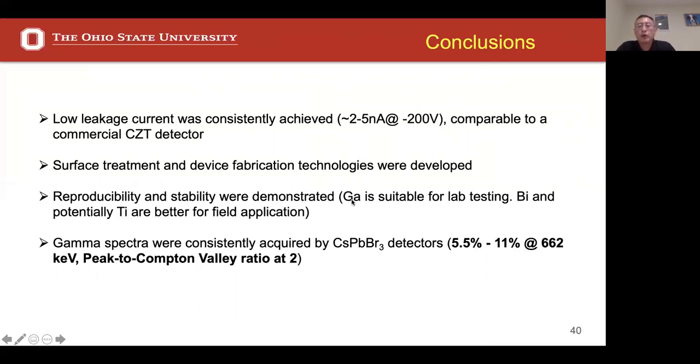And we conclude that gallium is good for lab testing, but bismuth and titanium are all pretty good for field application. The best achieved resolution is in the range of 5.5 to 11%, and of course, the best is 5%. It's not as good as the group at Northwestern University, but the difference of our research is that it is based on really low cost materials, and because of the solution grown perovskite.